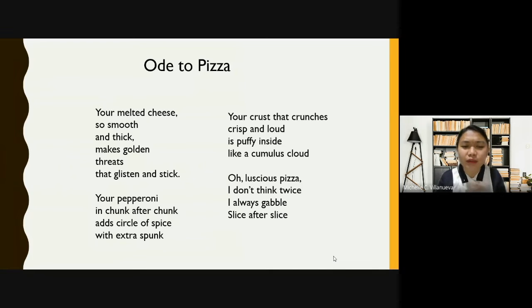Can anyone tell me what type of ode this is? None? Okay, Paul, can you give me a number? Number 2. Number 2 is Gubat. What type of ode is this, Gubat? Okay, very good. Thank you, Gubat. So class, this is an irregular type of ode because it does not have any formal rhyme scheme, and also the theme and subject is about pizza.